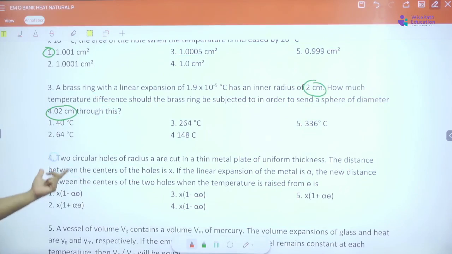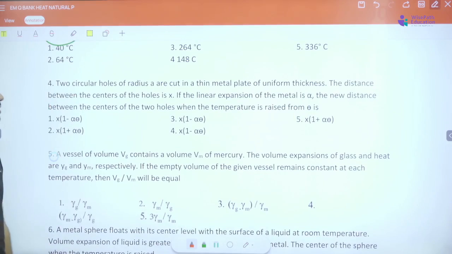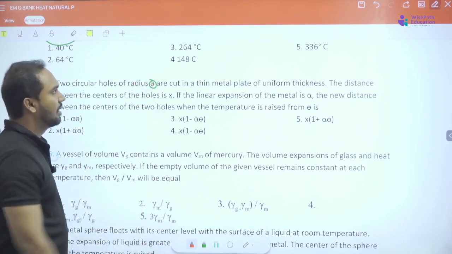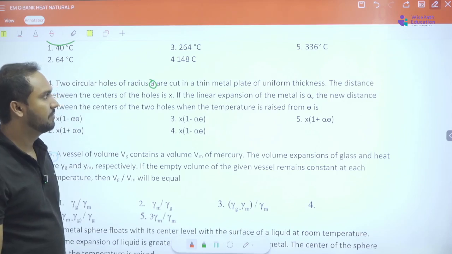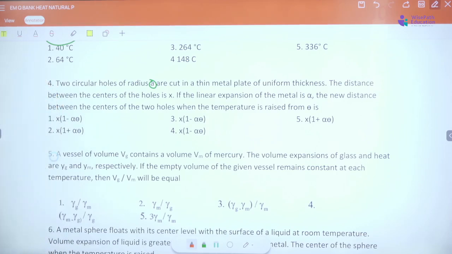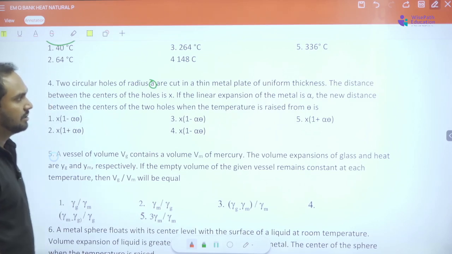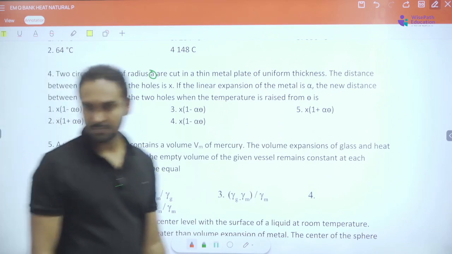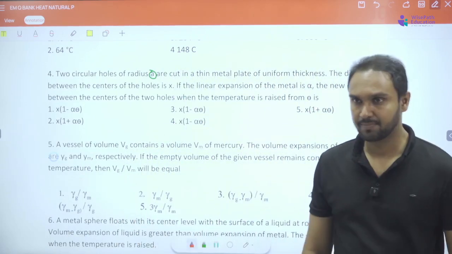That's okay. So the fourth question: two circular holes of radius A are cut in a thin metal plate of uniform thickness. The distance between the centers of the holes is x. If the linear expansion of the metal is alpha, the new distance between the centers of the two holes when the temperature is raised from theta. Right? What is the formula you should apply there?